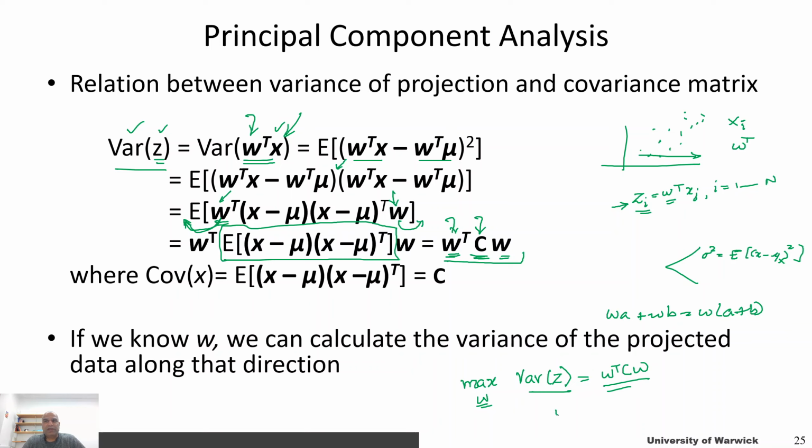We also need another constraint, and that is W transpose W is equal to 1, so that it's a direction vector. What this is essentially saying is that the norm squared of W should be equal to 1. Because otherwise, if you simply want to maximize this thing, then you would end up with W equal to infinity. So if you're having trouble understanding this bit, then I suggest you consider the following.